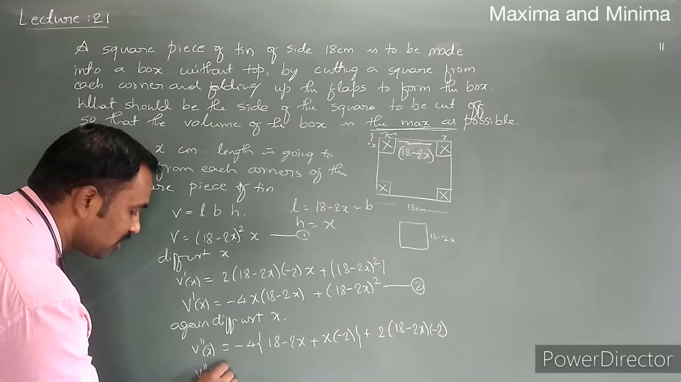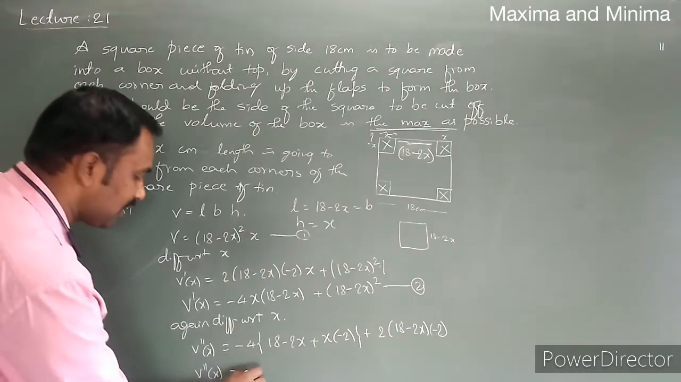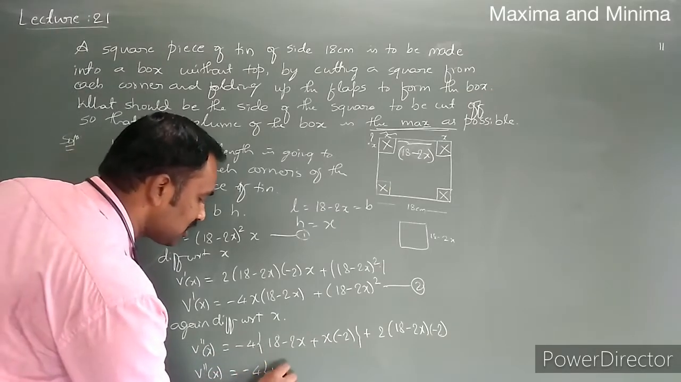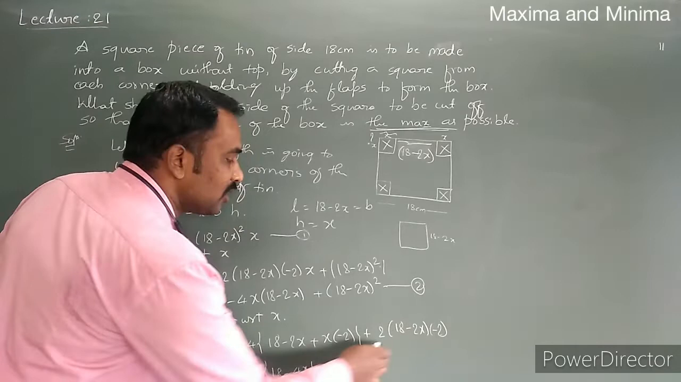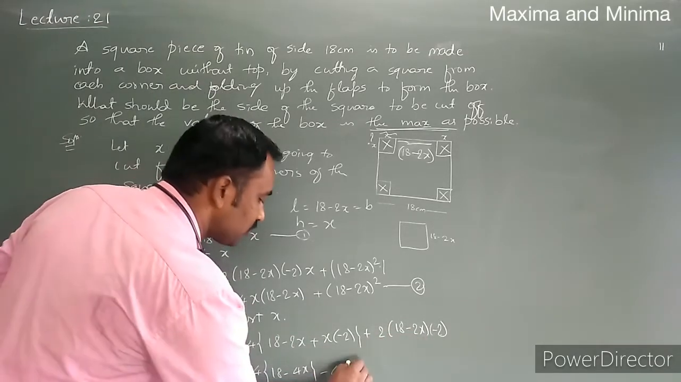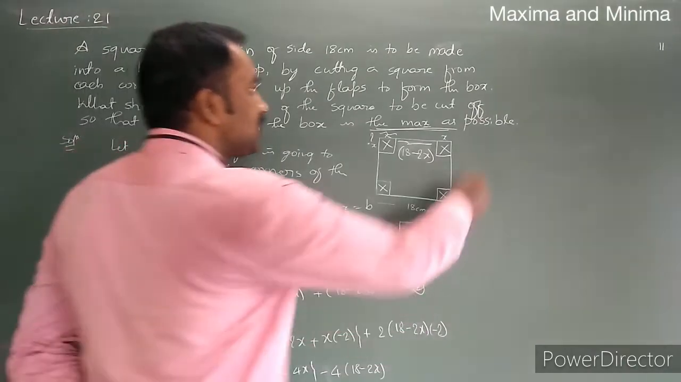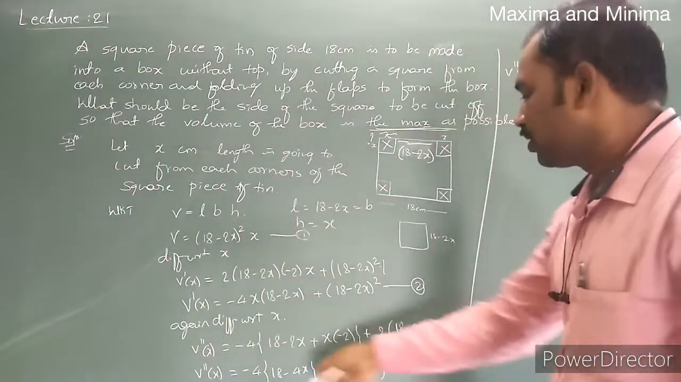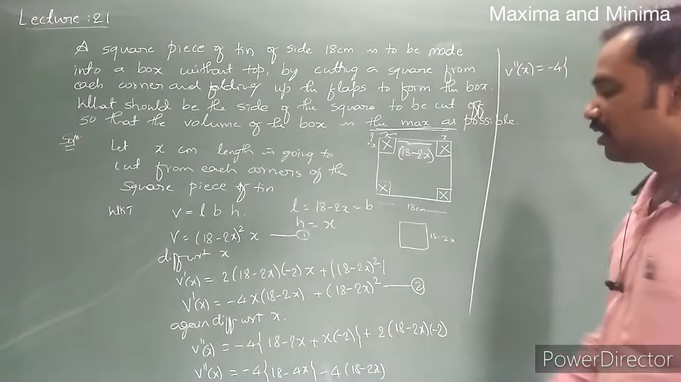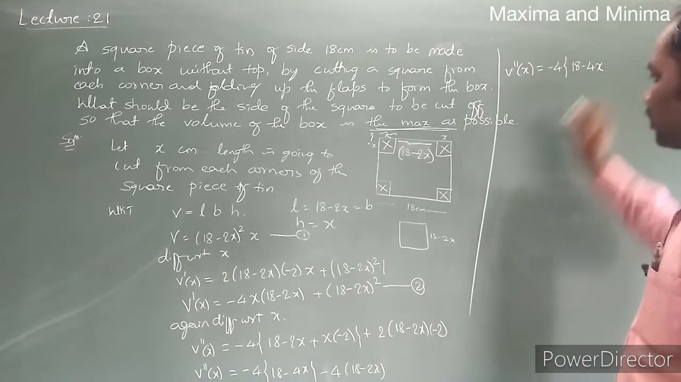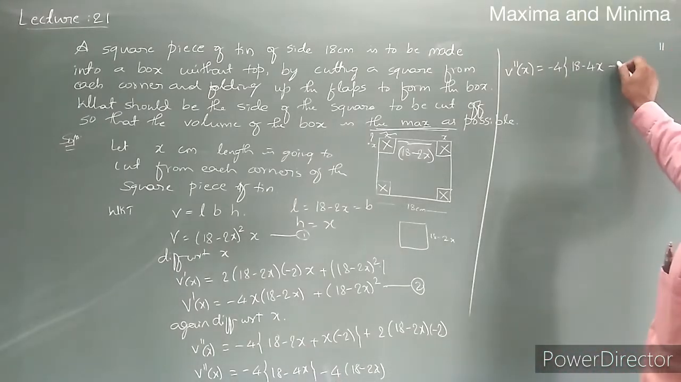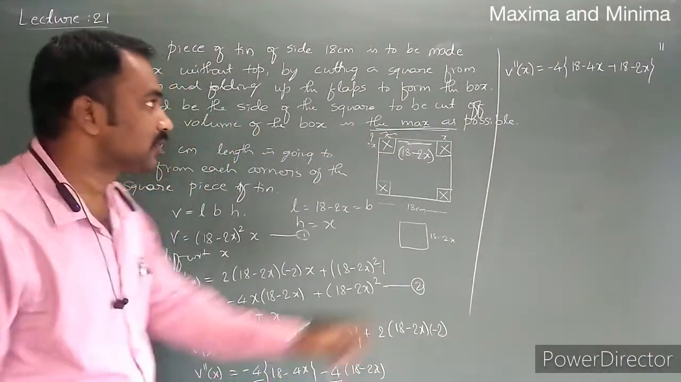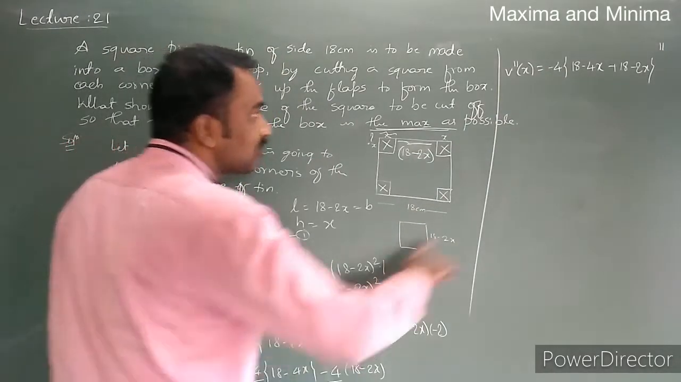I just rewrite V double dash of x is equal to minus 4 into this bracket. First of all, simplify the bracket. Here minus 2 into x, minus 2x, minus 2x, that means minus 4x, plus 2 into minus 2, that means minus 4 into (18 minus 2x). Now I continue here. V double dash of x is equal to minus 4, taking minus 4 common. What is left? 18 minus 4x, plus 18 minus 2x. Minus 4 is outside. Here 18 minus 4x, the minus is outside, so that it is a plus.